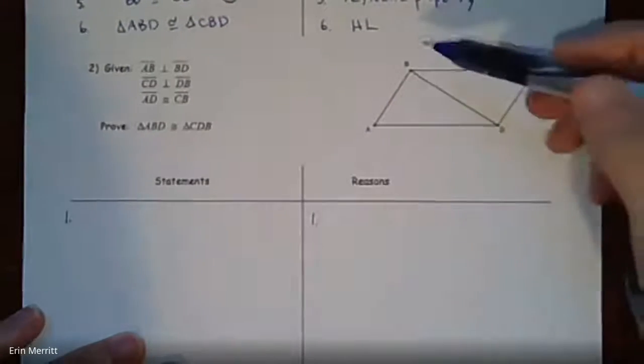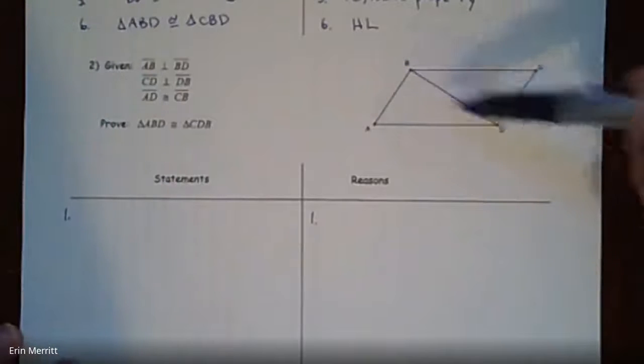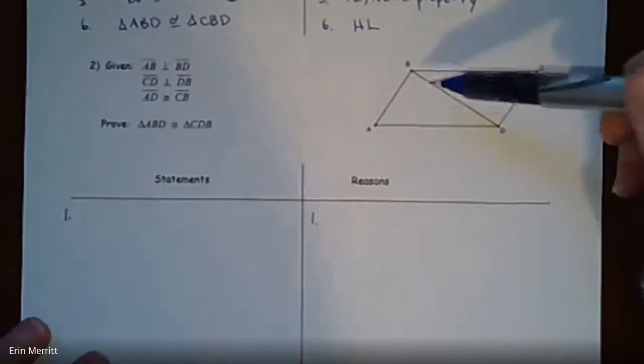So again, we're going to try to show that the two triangles are congruent. So triangle ABD and triangle CDB over here. Ooh, Teddy's trying to get in the Halloween candy. Get out of there, buddy.